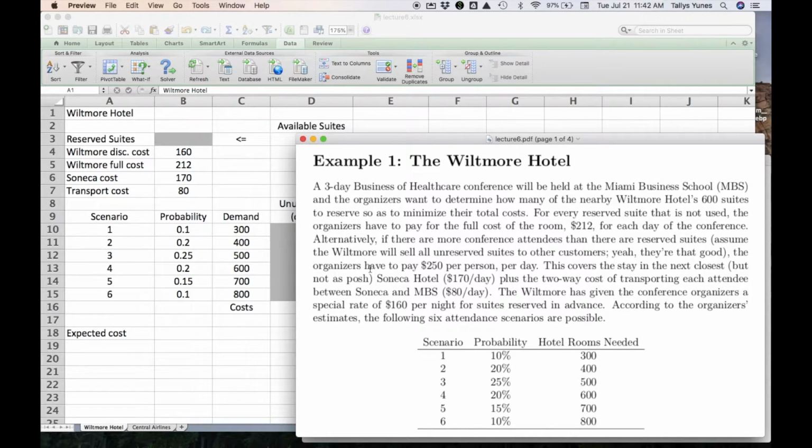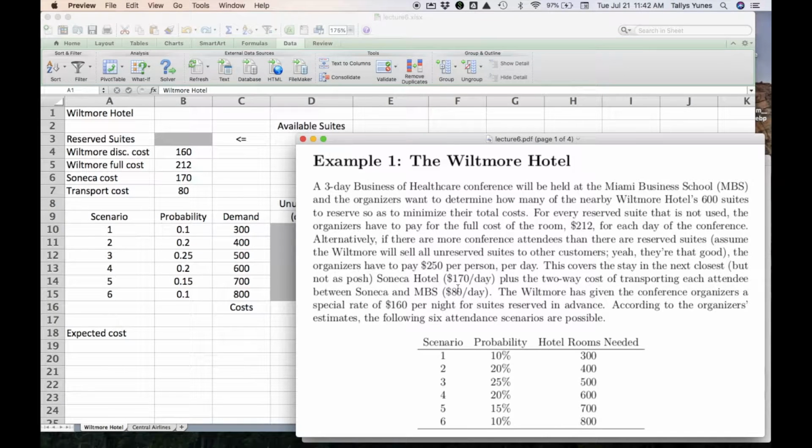And what the story says is, if there are more conference attendees than there are reserved suites, and again, assume the Wiltmore will be booked, the organizer will have to pay $250 per person per day, because that means they have to send these people to the next closest but not as posh Seneca hotel for $170 a day, plus some transportation costs back and forth from Seneca to the conference site. That's another 80, so 170 plus 80, 250 per day.